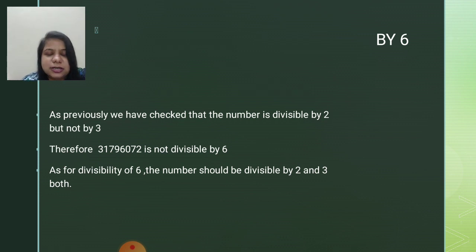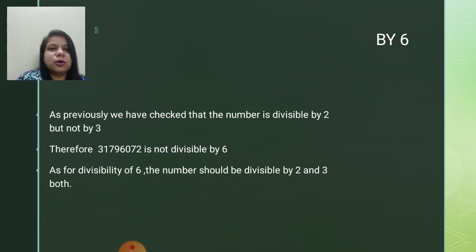I repeat it again. A number will be divisible by 6 if and only if it is divisible by both 2 and 3. If the number is either not divisible by 2 or not divisible by 3, then it will not be divisible by 6 also.